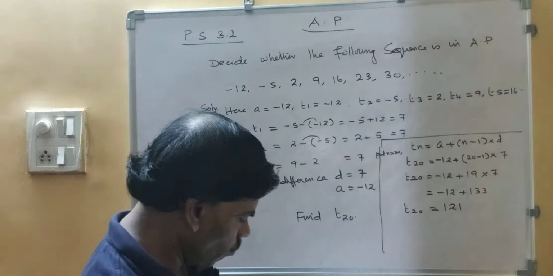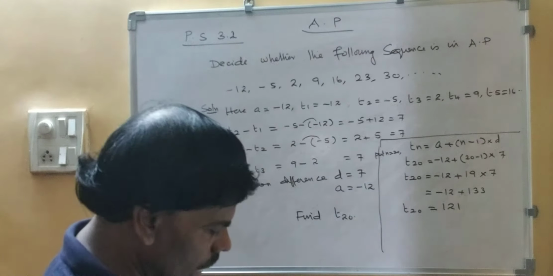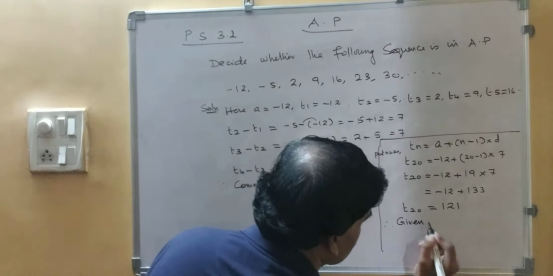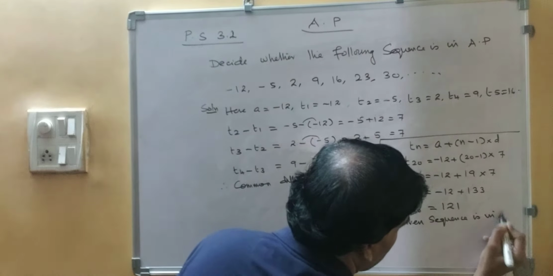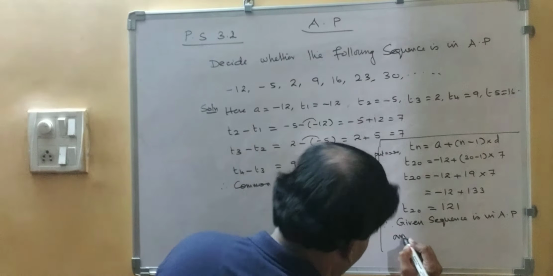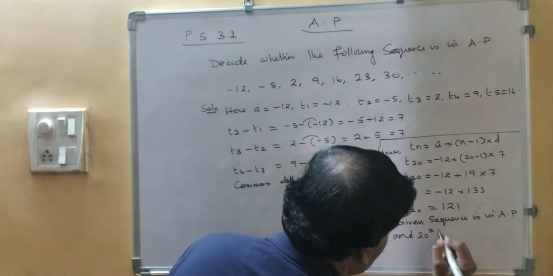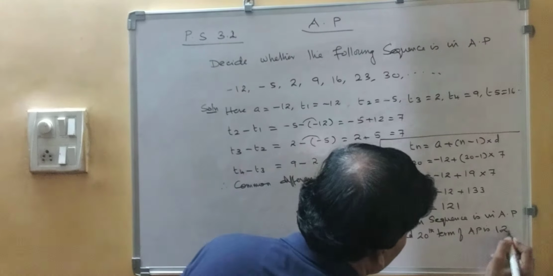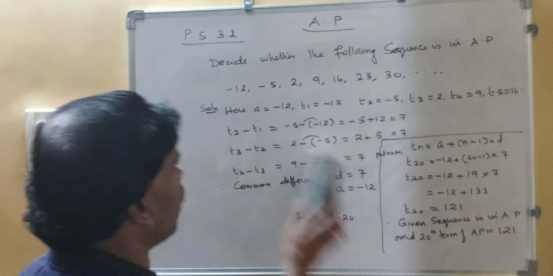Therefore, see here, the common difference is same, right? Therefore, the given sequence is in AP, and what you will write? The 20th term of the AP is 121. That's all. Now we will do some more sums, you will understand better.